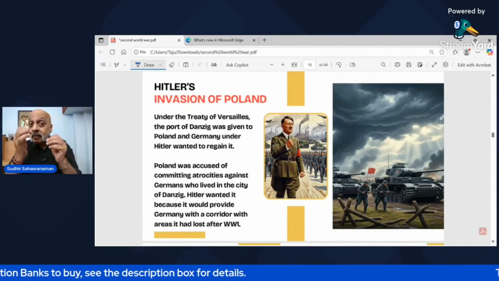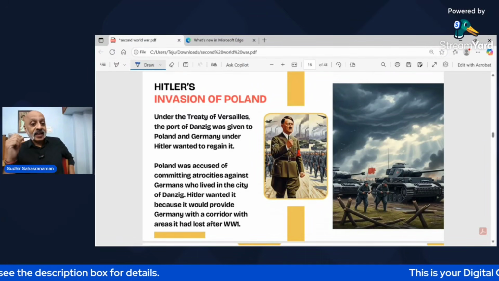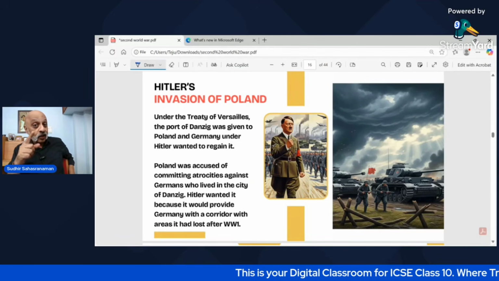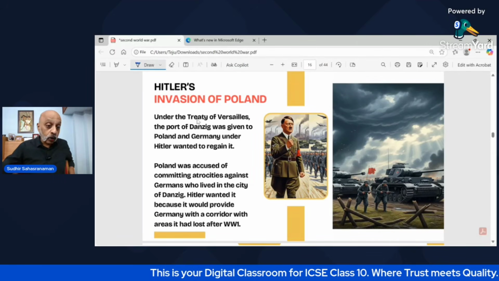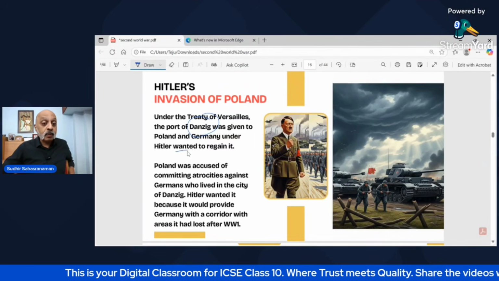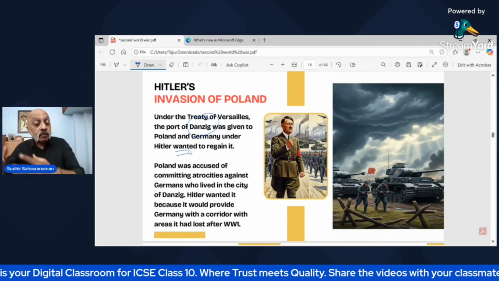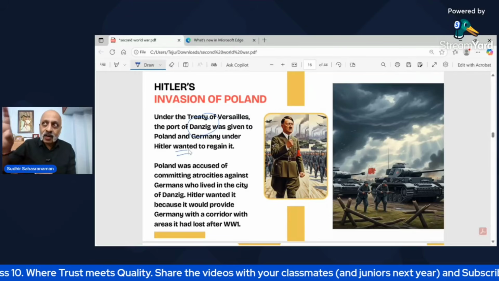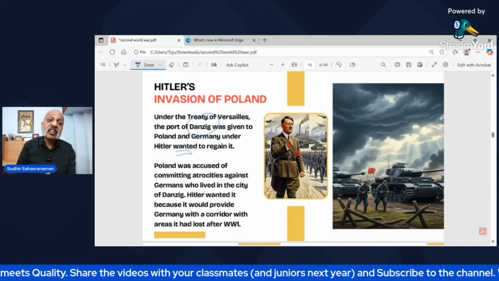Then came the immediate cause of the Second World War. Now, under the Treaty of Versailles, the port of Danzig, you remember, was handed over to Poland, right? And Germany was unhappy because there were many Germans staying there, just like in Sudetenland. There were many Germans staying there, and he also felt that was a critical port.